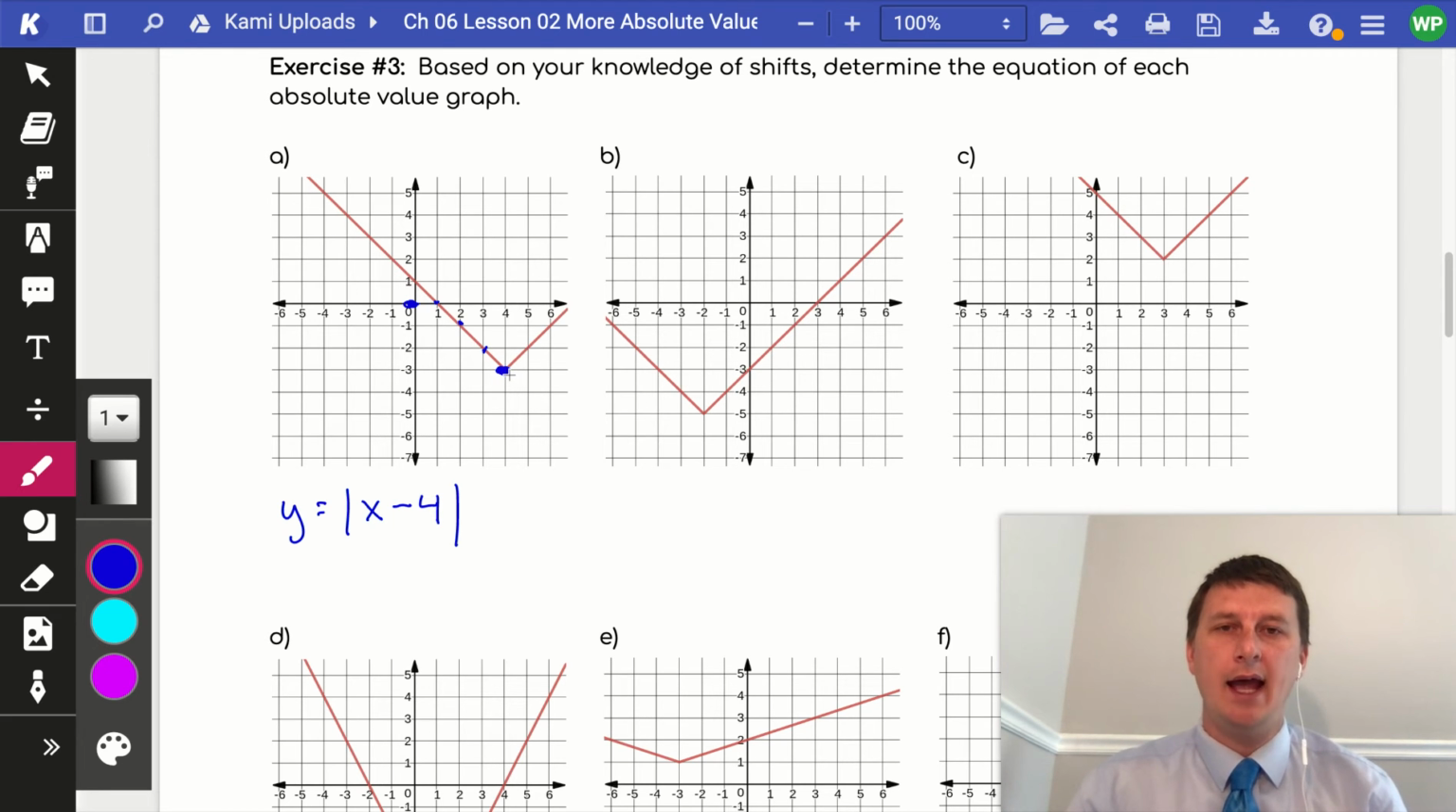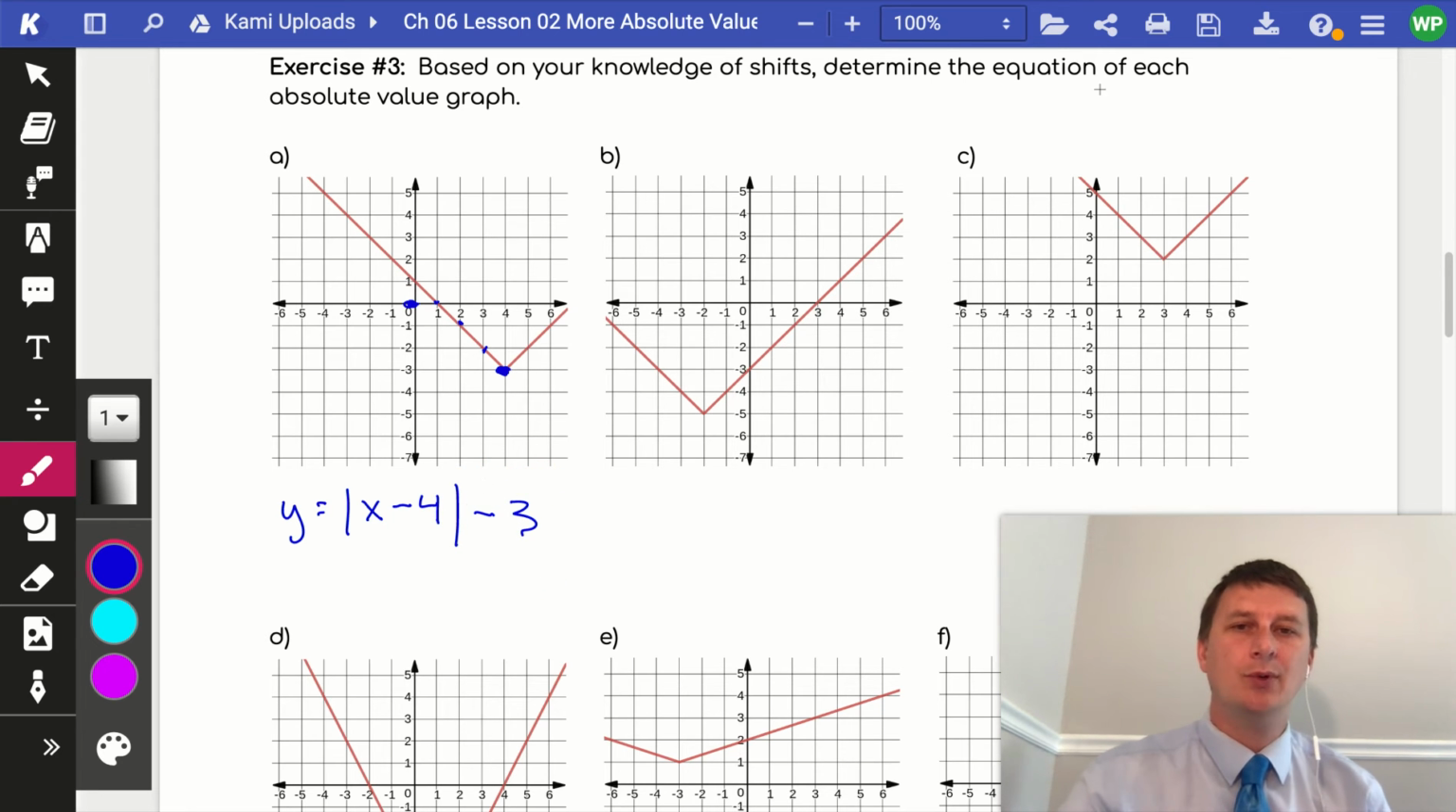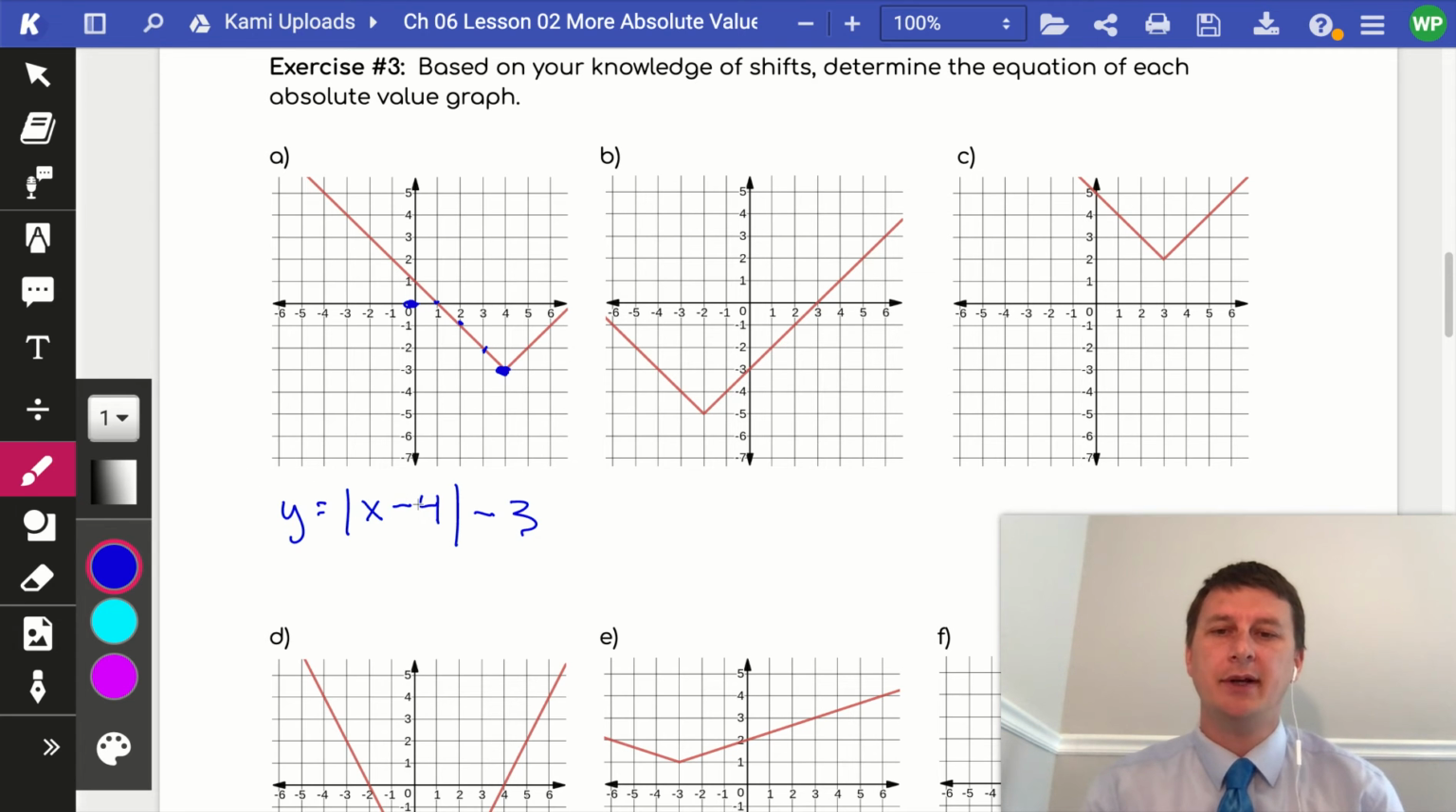So how do we shift down? That's the rule that says to subtract 3 on the outside of the absolute value. So the absolute value equation of this graph is y equals the absolute value of x minus 4, minus 3.